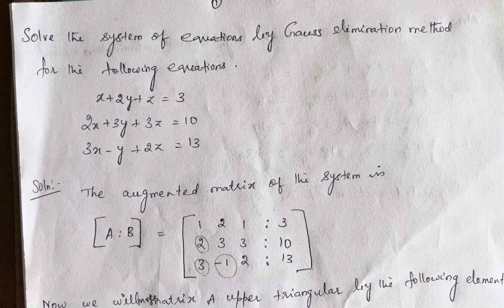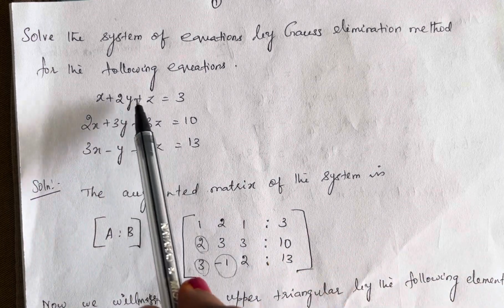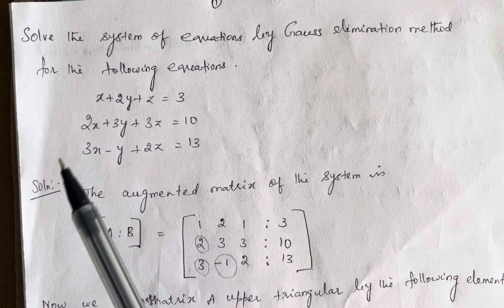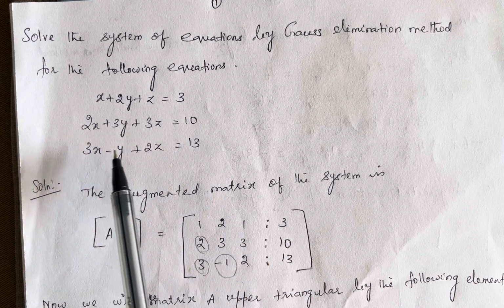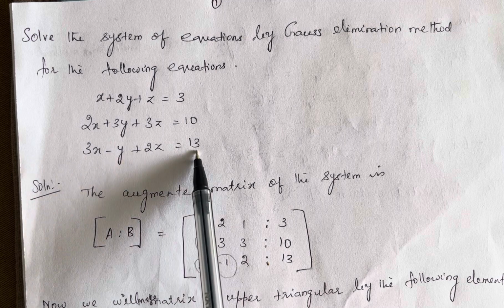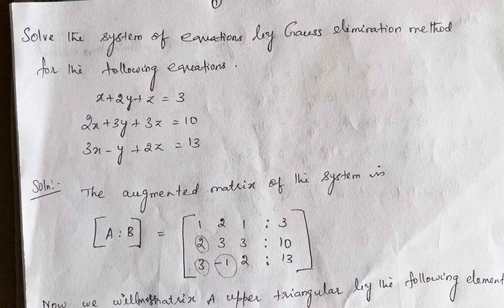So here the problem is given as: solve the system of equations by Gauss elimination method for the following equations. The equations are x plus 2y plus z is equal to 3, 2x plus 3y plus 3z is equal to 10, 3x minus y plus 2z is equal to 13. So this system of equations we need to solve by using Gauss elimination method.